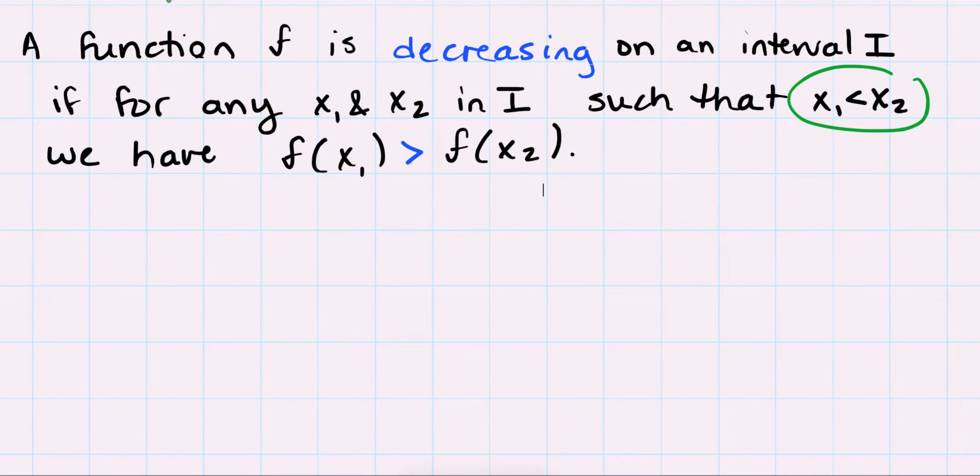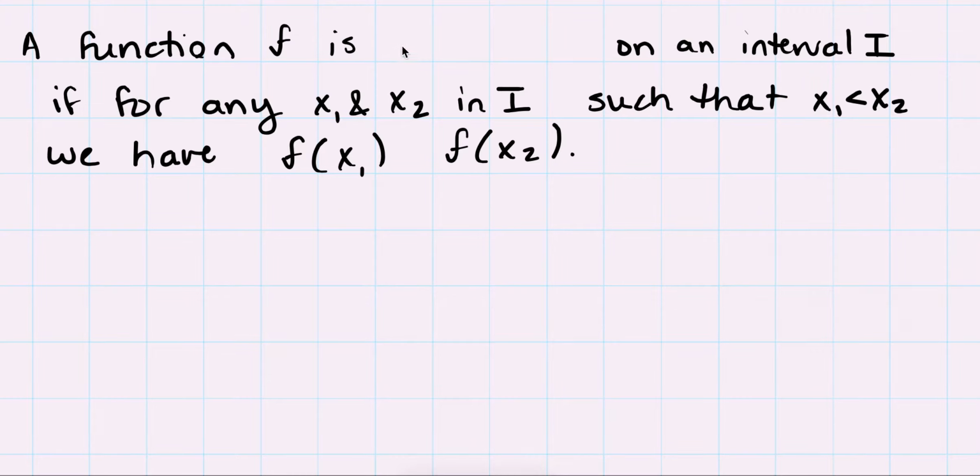A function f is constant. Let me erase this. So function f is constant on some interval I if for any x1 and x2 such that x1 is less than x2, we have that the values of the function are the same.